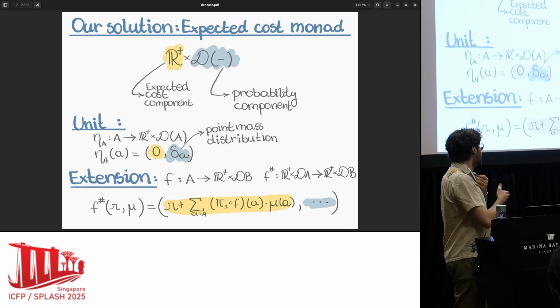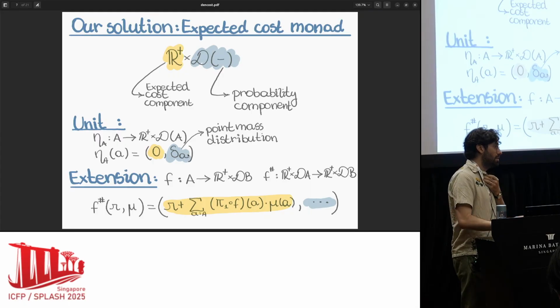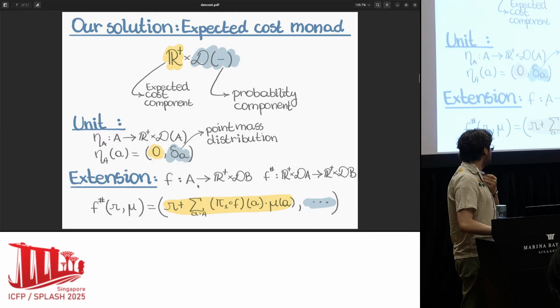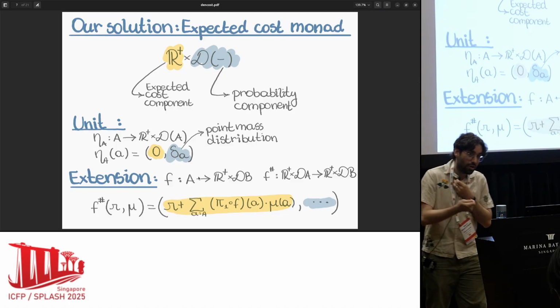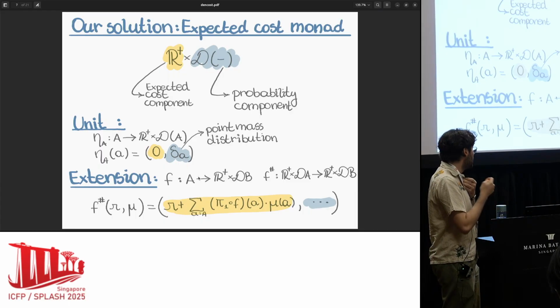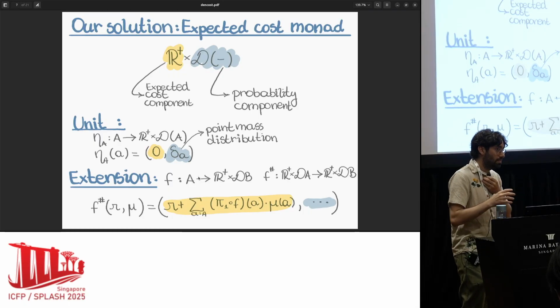And if you want to sequentially compose your programs, this is how you do it. You imagine that you have a function from A that outputs the average cost of running it and the output distribution, and you want to see how to compose it with another effectful computation.